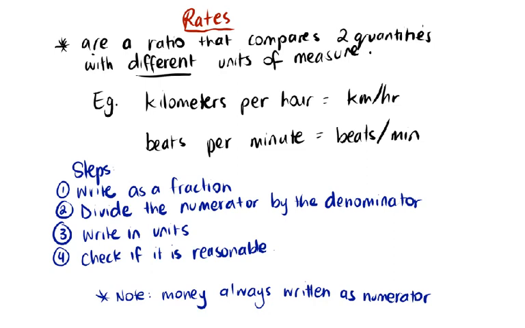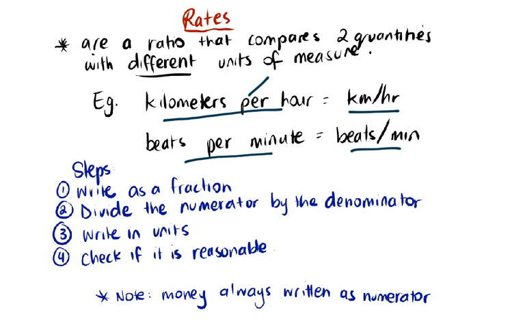Some that you would know would be, for example, kilometres per hour, and that's written like this. So the per is actually written as a dash. Or beats per minute, which is how we sometimes measure heart rate. So it's written as beats dash minutes.